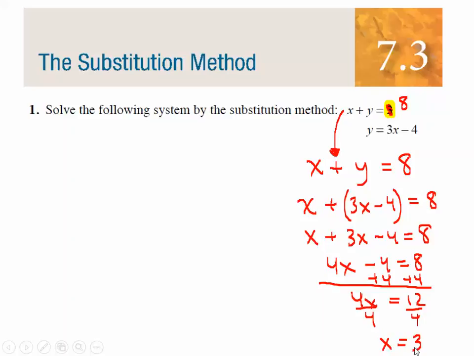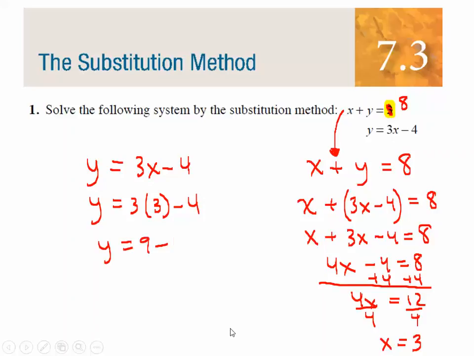It doesn't matter which one you plug into, but which one's the easiest to plug into? At the bottom, the one that's already solved for the other variable, because there's no algebra to do, just pre-algebra. So in this case, y is equal to 3x minus 4 is the original equation. The 3 goes in for the x, and then just simple pre-algebra to finish it off. 9 subtract 4 is 5, and then give it to me as a final answer: 3 comma 5 is good. So that is the substitution method right there.